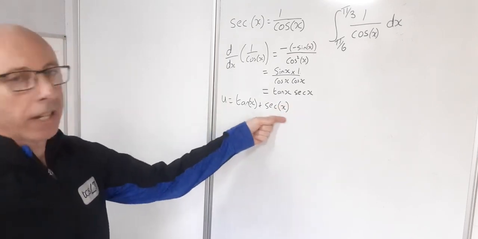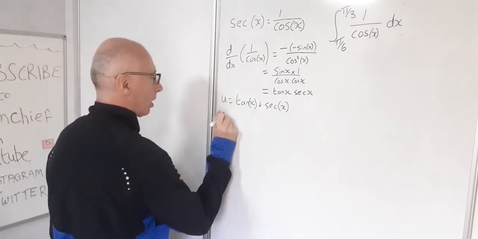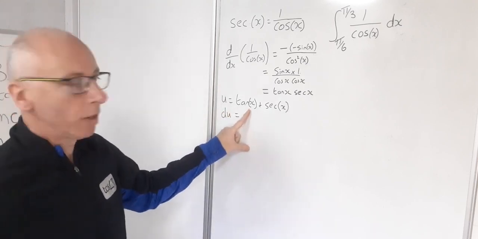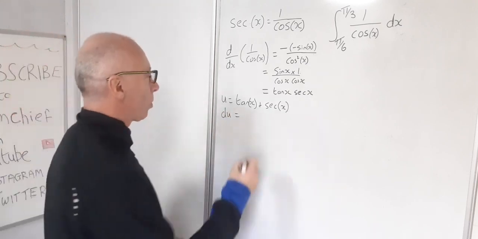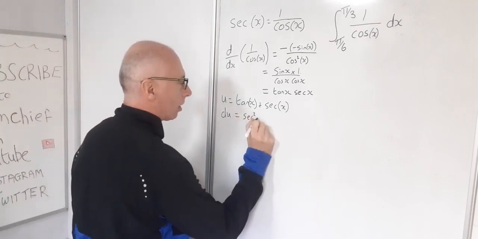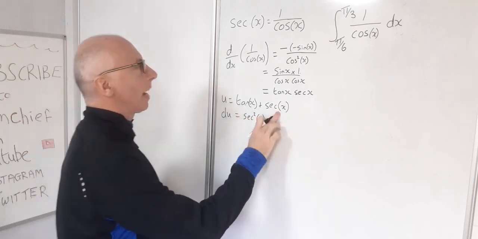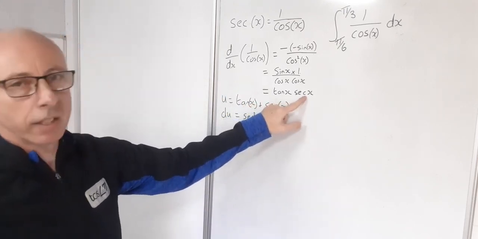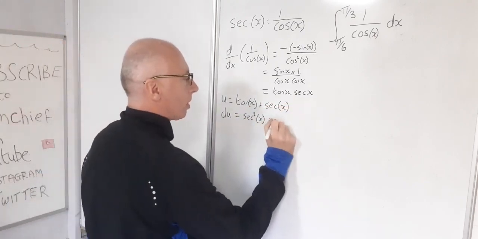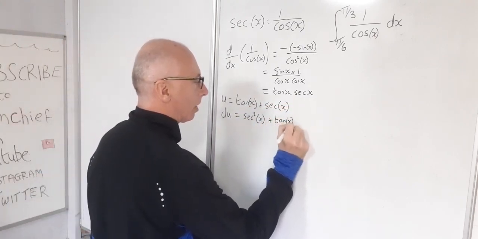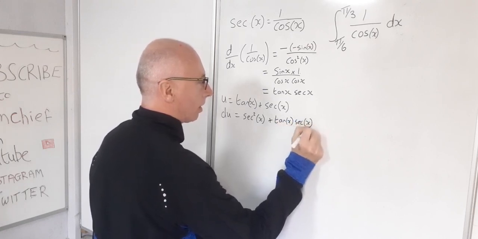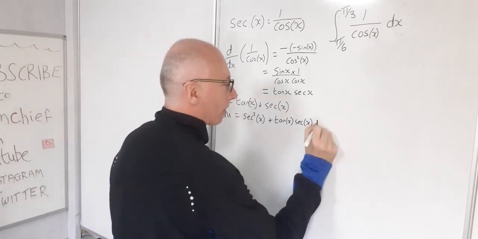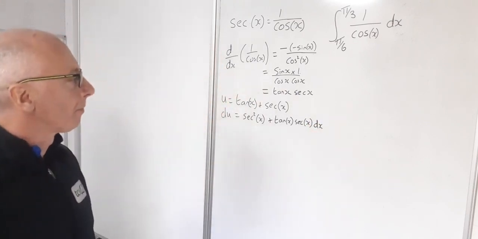And while we're here, we can take the derivative of these functions. So our du, well, the derivative of tangent x is a famous one, especially when integrating. It's secant squared x. And secant x, we've just taken the derivative of that here, so we can just plug that in. So now we've got plus tan x secant x. So that gives us some stuff to work with. And then don't forget the dx on the back of that.